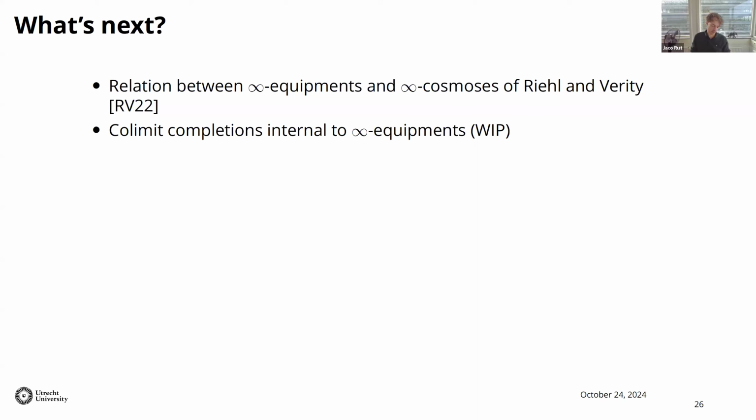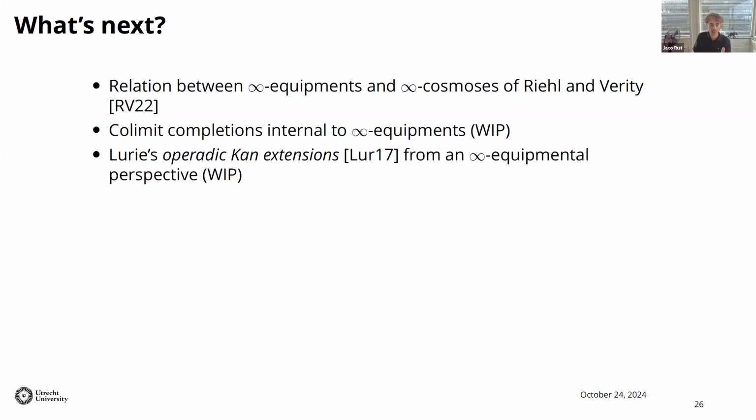Something that's also nice to do would be colimit cocompletions internal to an infinity equipment, which is something that I'm working on right now. And then maybe you're familiar with Lurie's Higher Algebra and you see some definition of operadic colimit extensions in there. I want to show that these operadic extensions are really extensions internal to some infinity equipment, which might somehow make this whole idea of operadic extensions, which is notoriously difficult, more clear, I think.